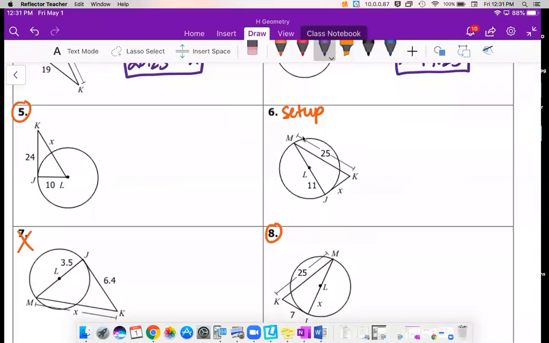Okay, number 5 again is really similar. So you've got, let's see, this is 10 and 10 again. So when you set this up, this side length is going to be x plus 10. This actually gets a little bit more interesting for us.